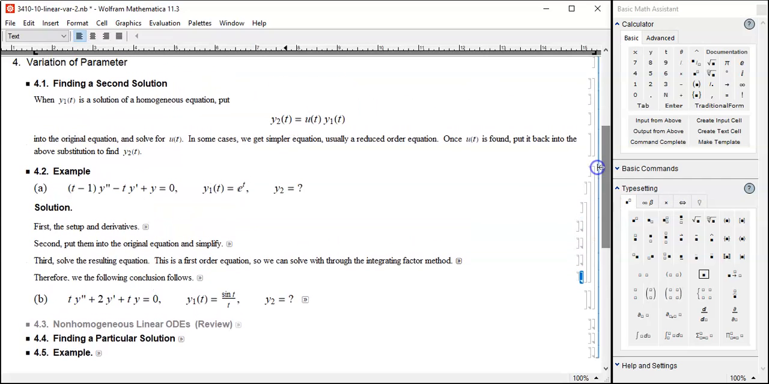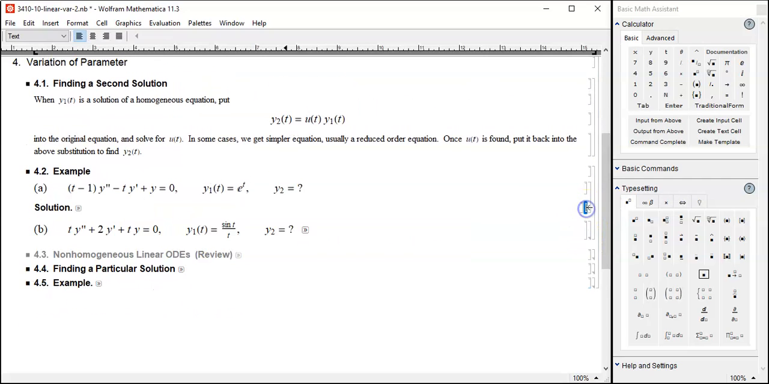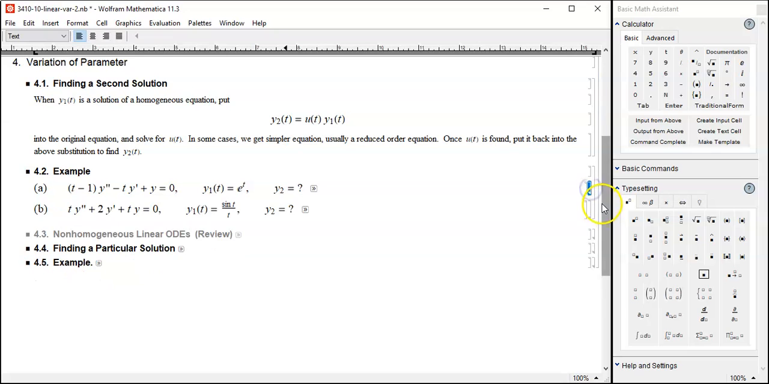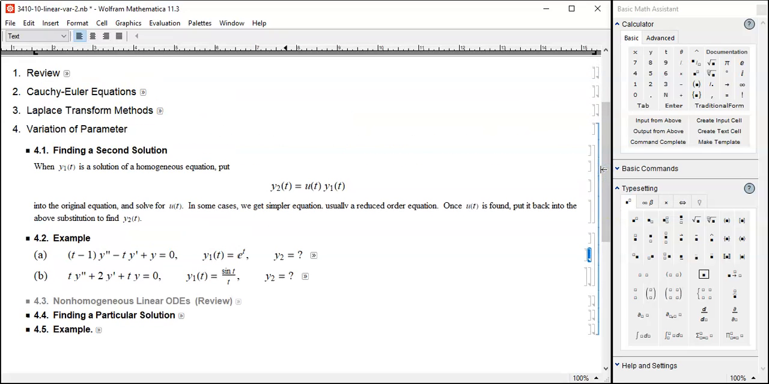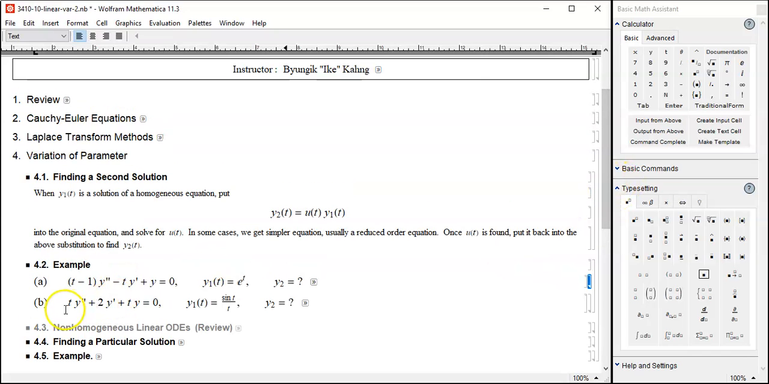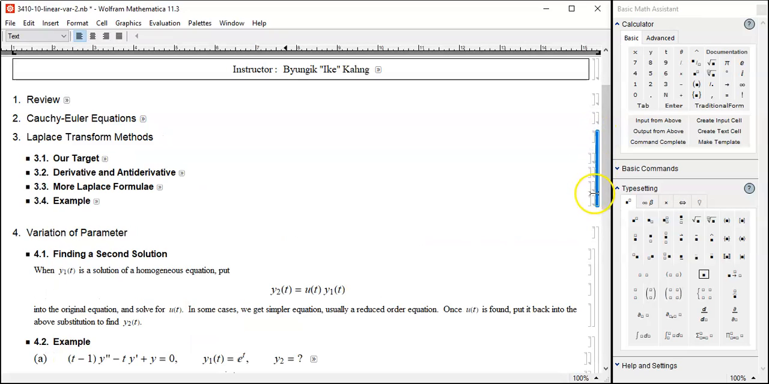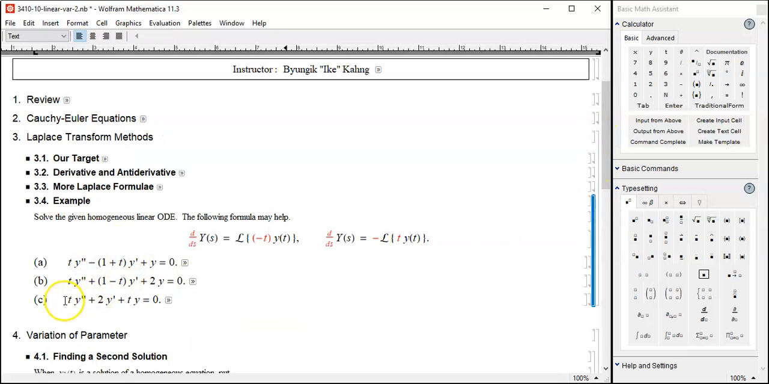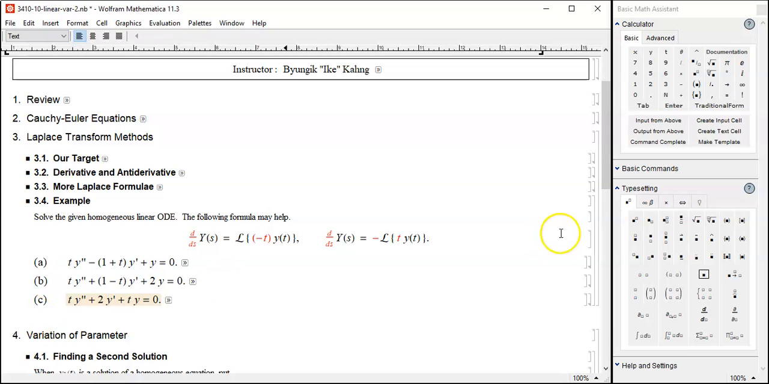Okay, that's the first example of the variation of parameter or reduction of order method. And I guess we have just enough time for a part of the second problem here. Let's try that. Now, have you seen this equation before? I hope everybody remembers. It's this one down here, part C.